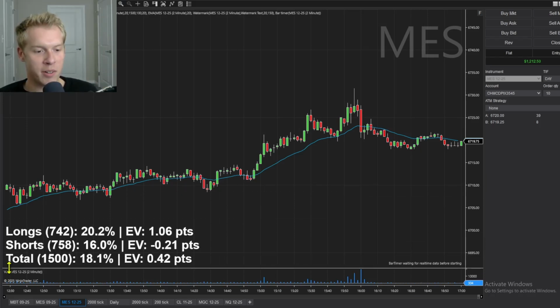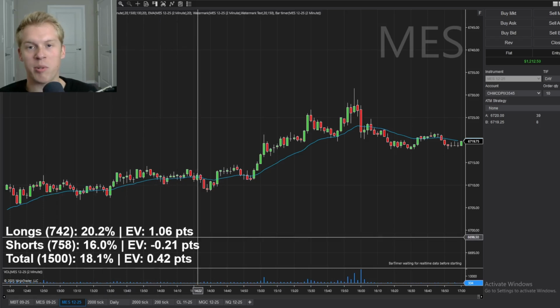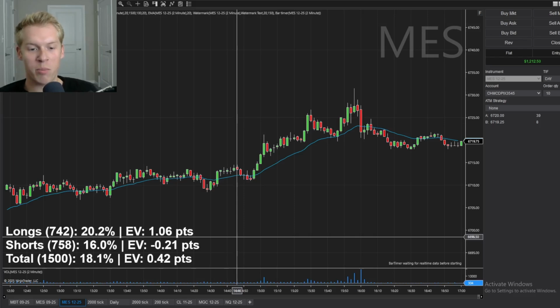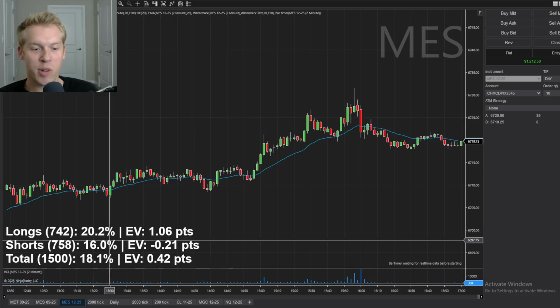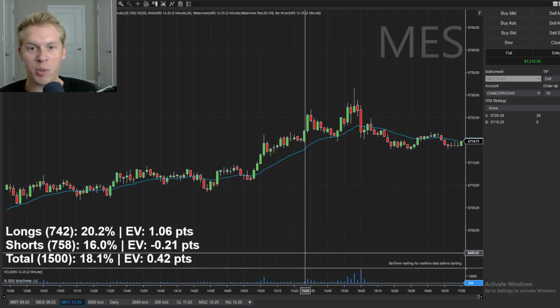And you can see down here for this strategy, this is the last 1,500 trades, and looking at only the long trades, it had an average of 1.06 points. So if on average you take a trade and it makes 1.06 points, that's a pretty big edge. And so this strategy is what the bot was going for this week.